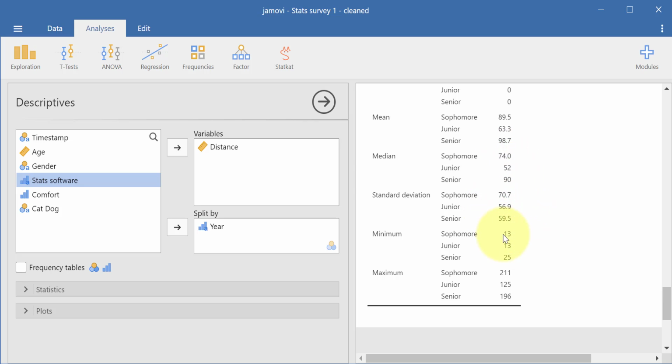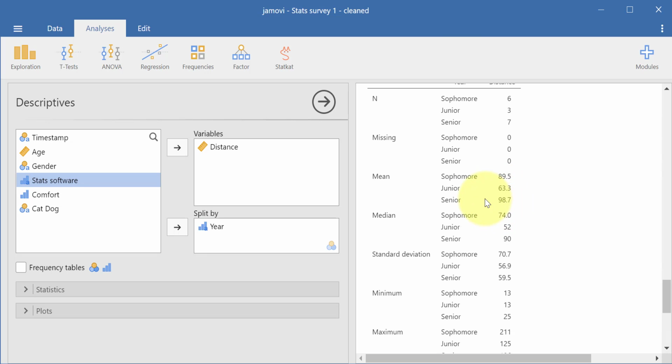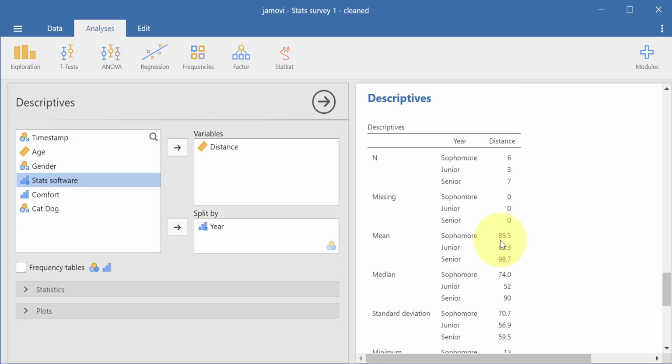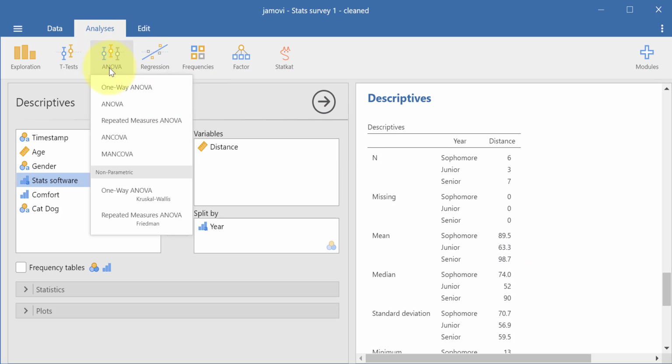And you can look at the minimum and the maximums if that's of interest to you. So there may or may not be a difference here, right? If I were just to ask, is there a difference between how far away sophomores, juniors, and seniors live from campus? You can see that there might be a difference based on the mean, but we don't know if that's statistically significant. So here's where I want to run my ANOVA.